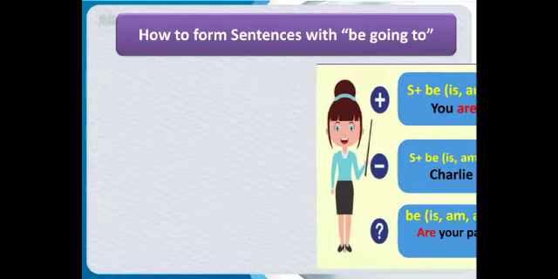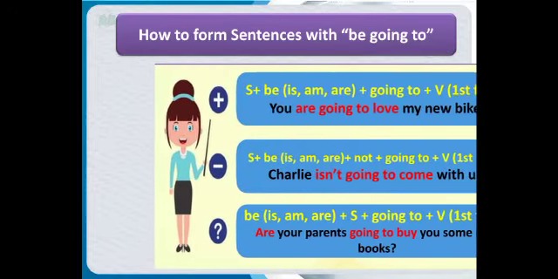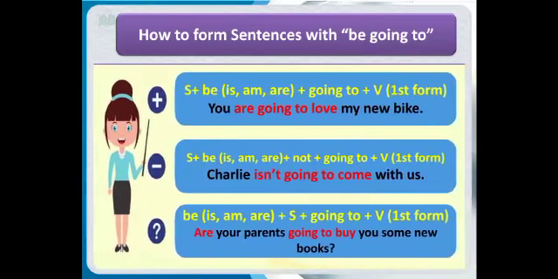Let's see how to make sentences with be going to. In be going to, we also have the same sentence structure. First, we put the subject, then be. Here, the be is actually the present form of the verb to be, like is, am, are. Then we add going to, then the verb's first form. Let's see the example. You are going to love my new bike.